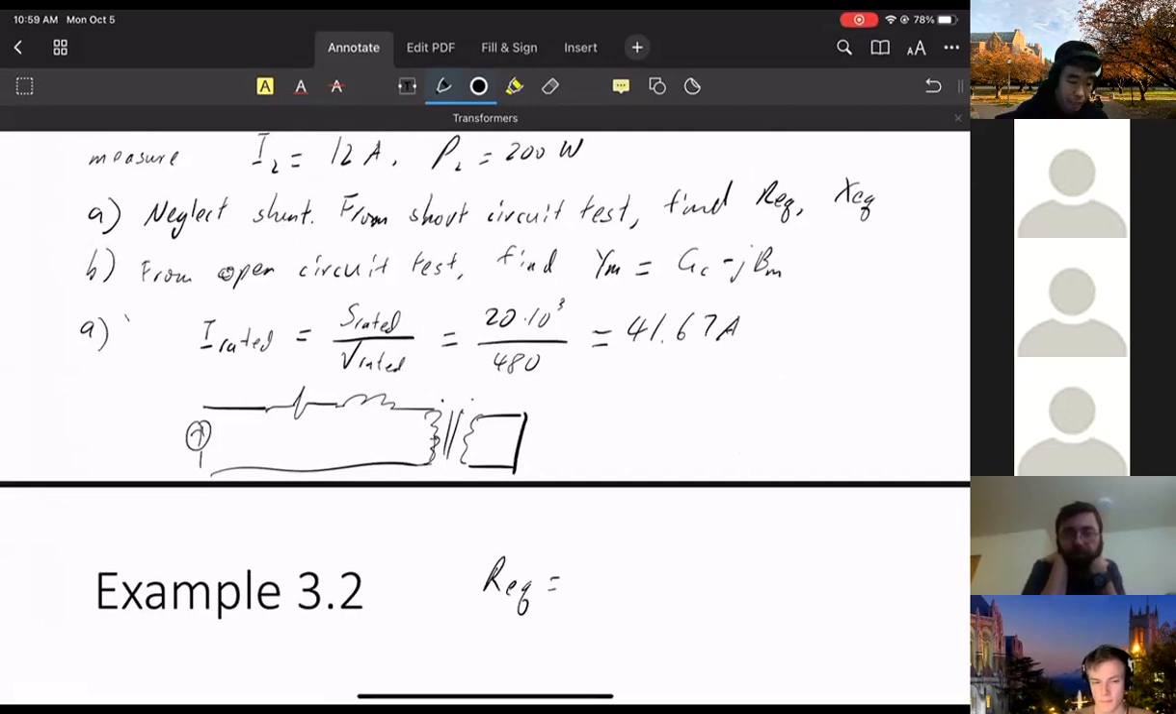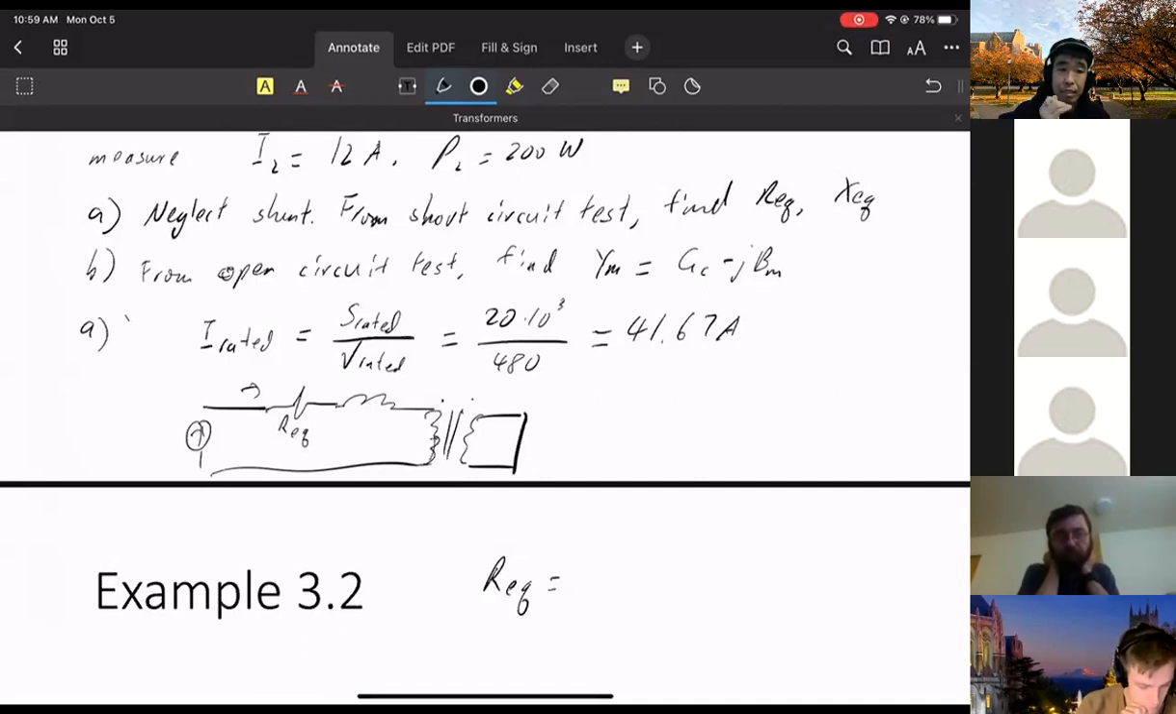I know the current going through it, and I know the active power consumed. In this short circuit test, this resistor is the only thing that consumes active power. There's nothing else that consumes active power in this circuit. The inductor does not consume P, and the secondary is shorted, so there's no power loss there. So the active power is only consumed by this resistor. That's what allows us to compute R equivalent first.